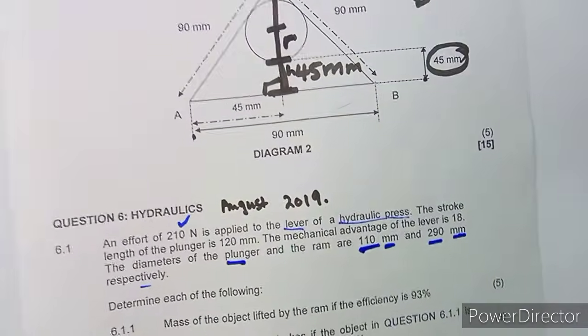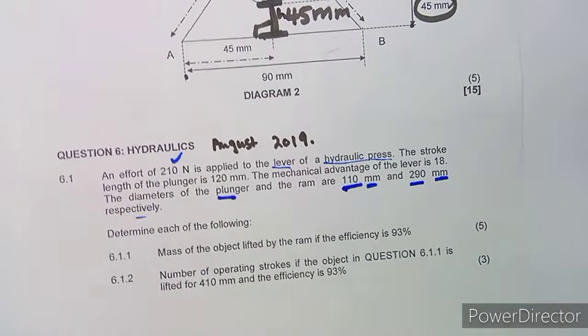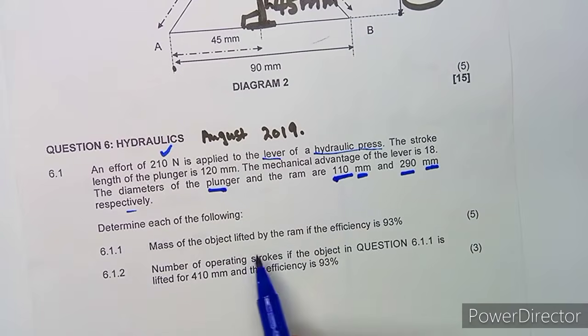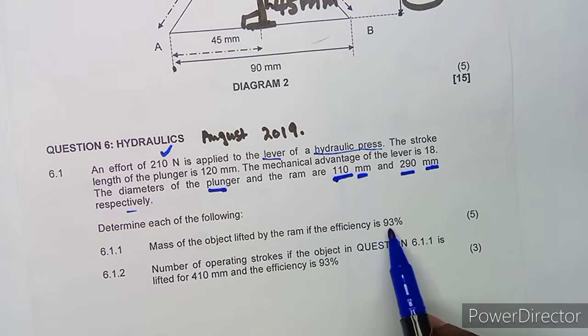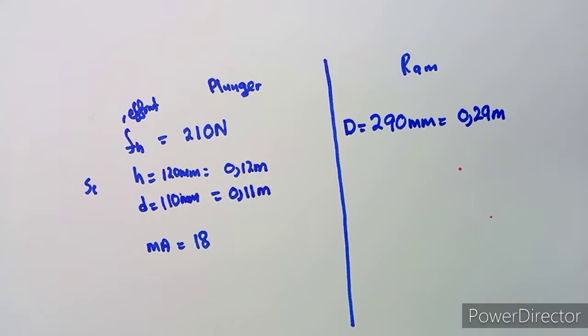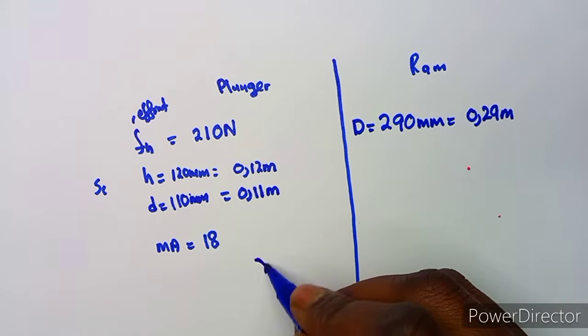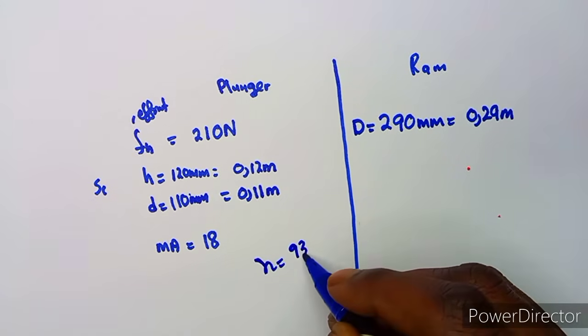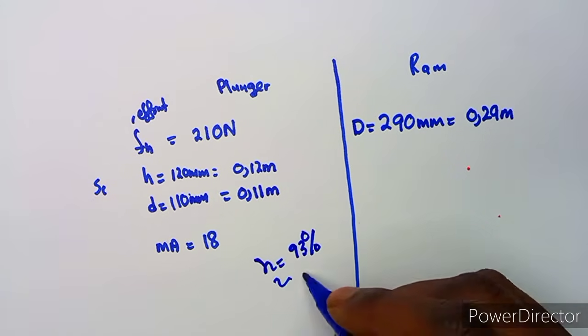Okay, so the first question is, what is going to be the mass of the object to be lifted by the ram if the efficiency is 93%? Where are we going to have the mass if we are given an efficiency of 93%? This is the question.